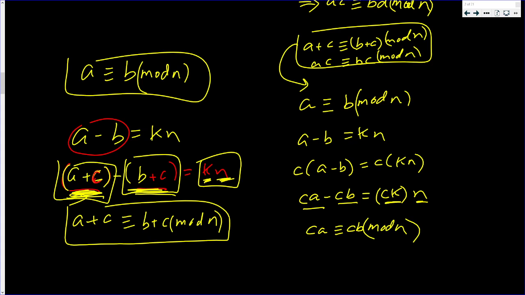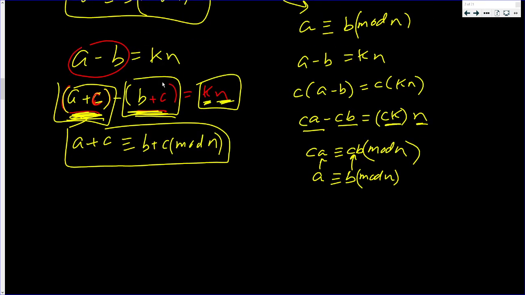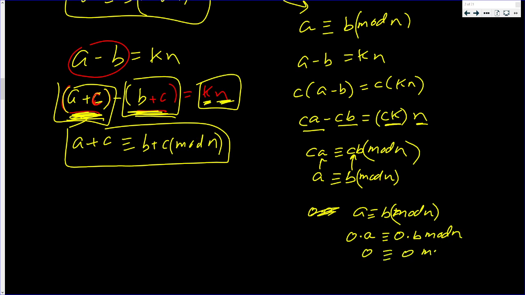That is, remember, this came from this. It's just saying that you can multiply both numbers by C. Can you multiply by 0? Well, let's see. 0 times A. It's not going to matter that A is congruent to B mod n, but if I multiply the left side by 0, and I multiply the right side by 0, are they really congruent? That is, 0 congruent to 0 mod n?